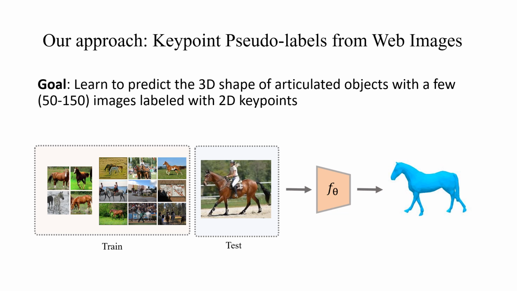We propose an approach to effectively utilize supervision from unlabeled web images and improve the performance of existing 3D reconstruction methods. The whole process requires only a few images labeled with 2D key points. Let's look at our proposed approach in more detail.